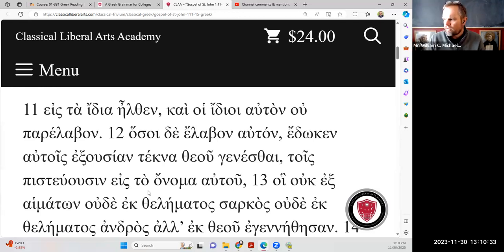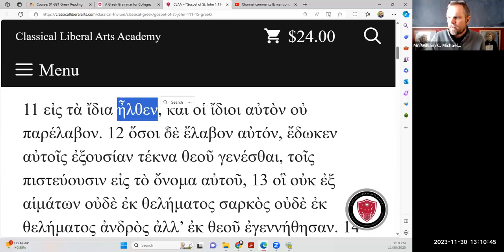You also need to know the forms in order to know what to look up in a dictionary. If you don't know the declensions, you'll see words sometimes like, if I were to show you a word like aelthen here in verse 11, if you didn't know what that word meant and you pull out a Greek dictionary, I have my dictionary today with me, that word aelthen is not in the dictionary. So you're going to be out of luck.